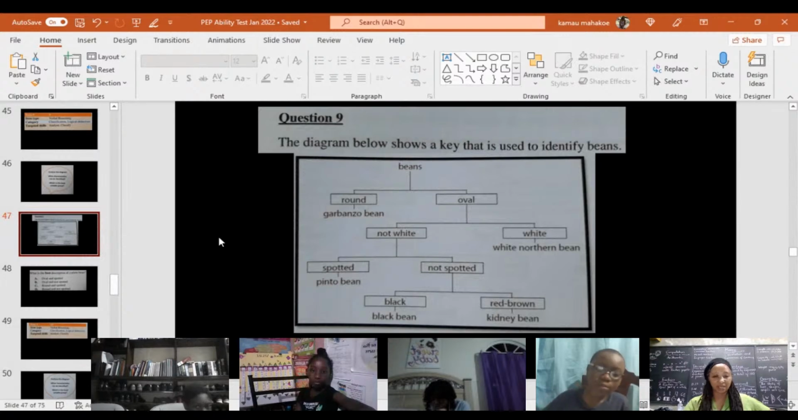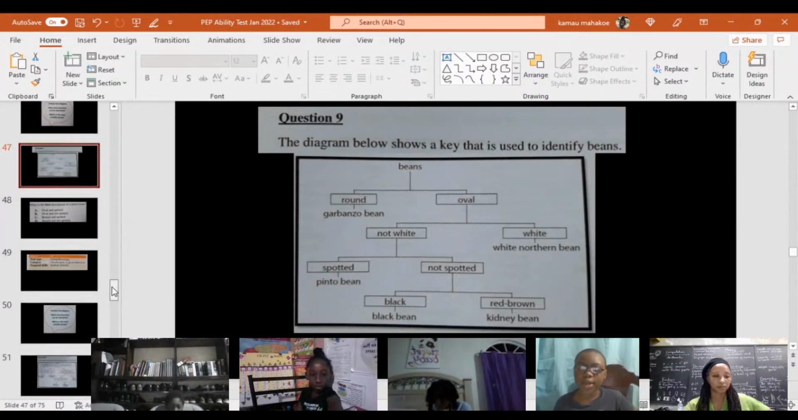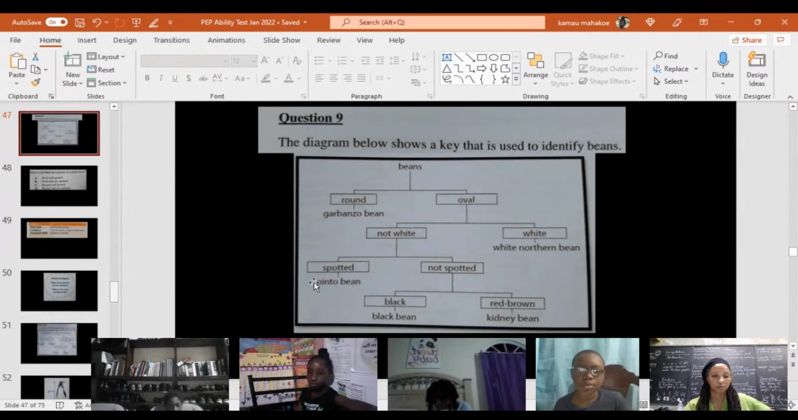Antoine, can you see the question? Yes, miss. Please read it for me. Okay, miss. Question 9. The diagram below shows a key that is used to identify beans. Can you read it? Yes, miss.